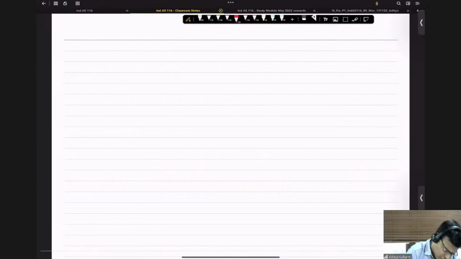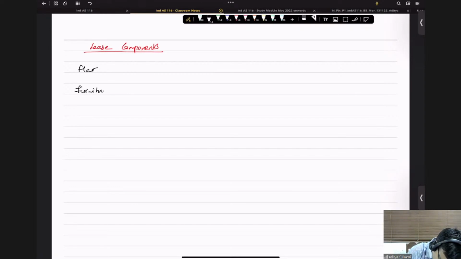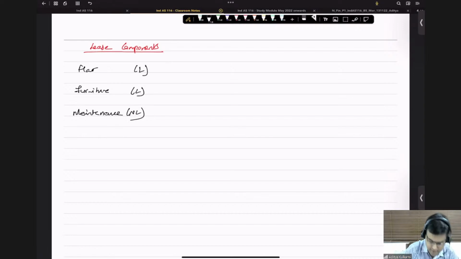Okay, so lease components. We have flat, furniture, maintenance. So this is a lease component. This is a lease component. This is a non-lease component.